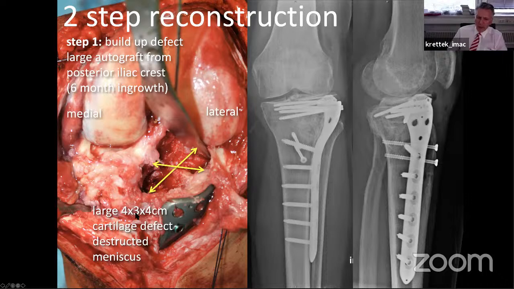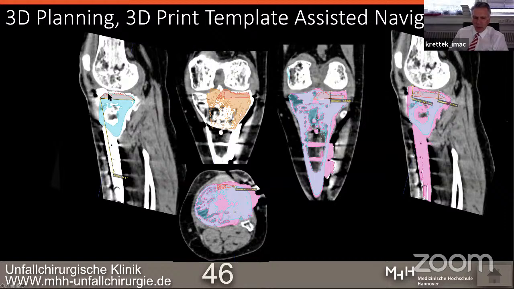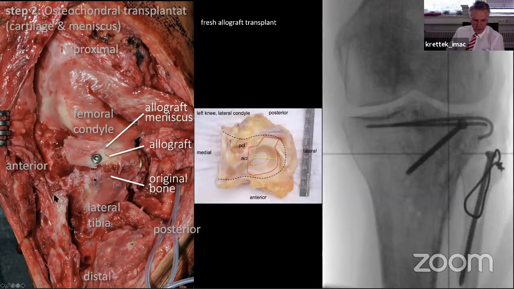So we filled this large 4 by 3 by 4 centimeter osteochondral defect and addressed this way also the non-union she had in the posterior aspects of this proximal tibia. And once this was healed in, based on CT scans, we did planning for the osteochondral allograft together with the lateral meniscus, and 3D data analysis supports this very nicely. Here, the intraoperative situation at the transplant day, we had done a posterolateral approach. This is the graft, which was then trimmed together with the lateral meniscus.